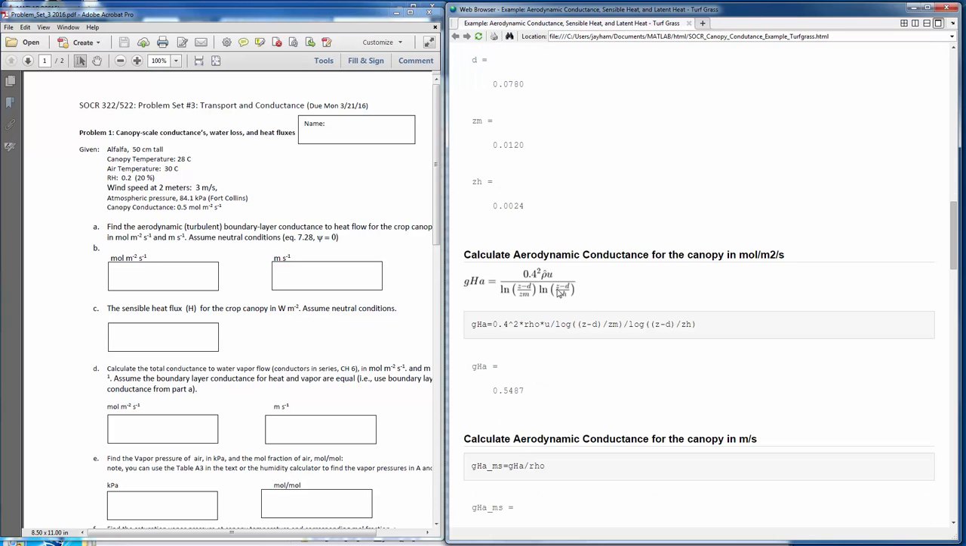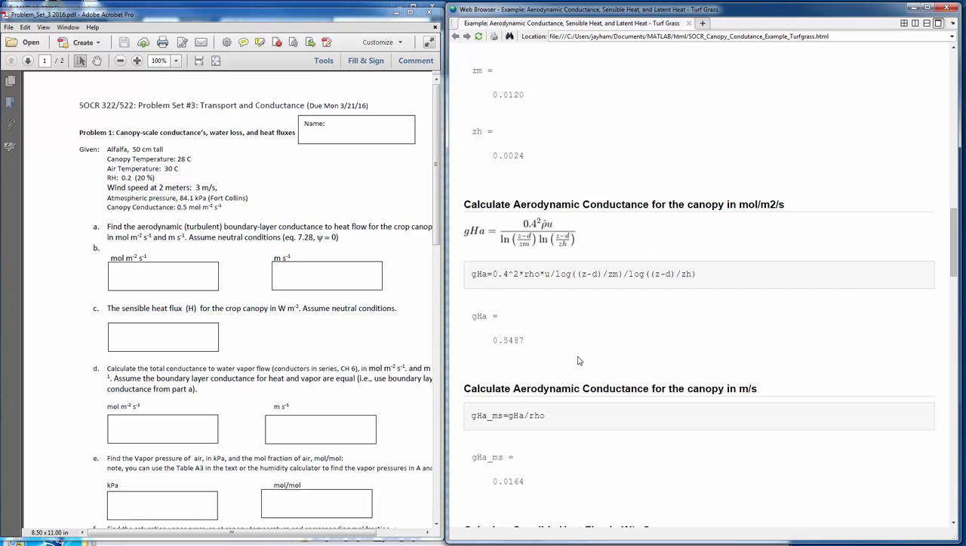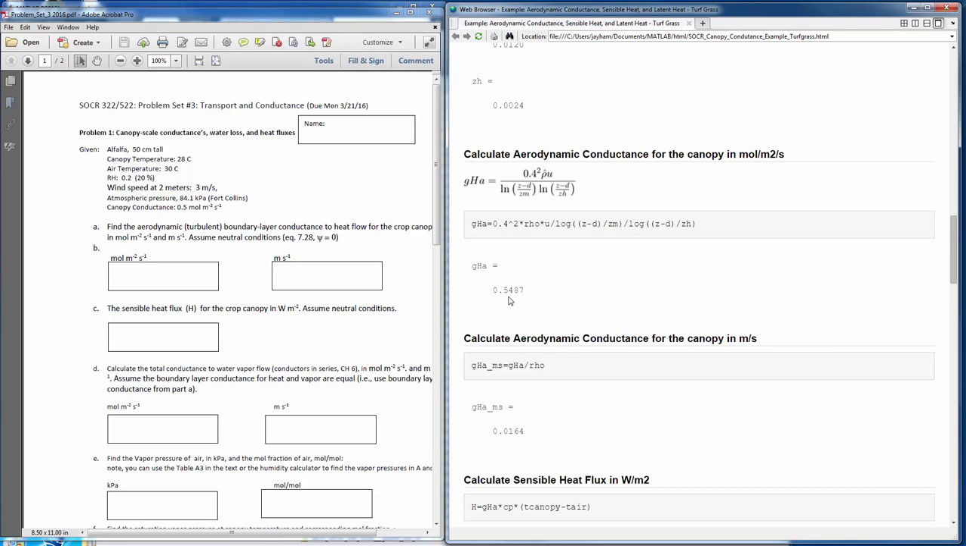Now I have everything I need to calculate aerodynamic conductance. This is the formula. It's in chapter 7. We take the von Karman's constant squared times our molar density times the wind speed. And then down here we have two log terms that have the height at which the wind speed was measured. This is Z right here is the height where wind speed was measured minus displacement height over Zm times the log Z minus D again, but in the second one we use the roughness length for heat. And I got approximately 0.55 moles per meter squared per second.